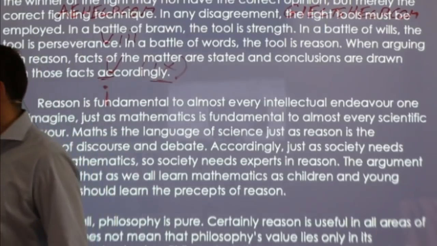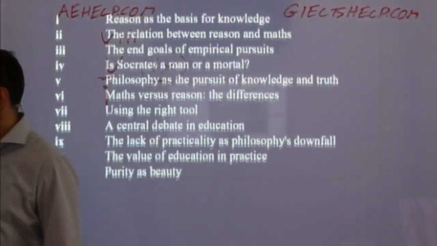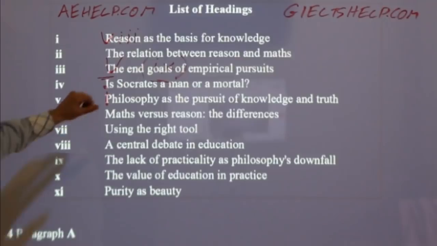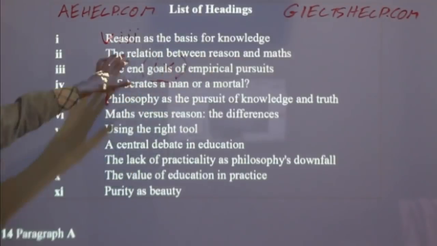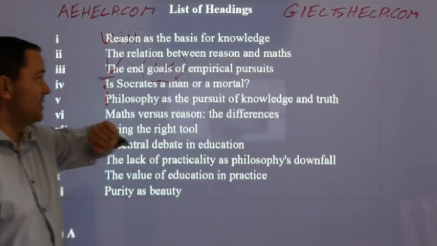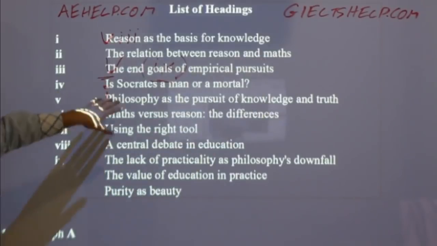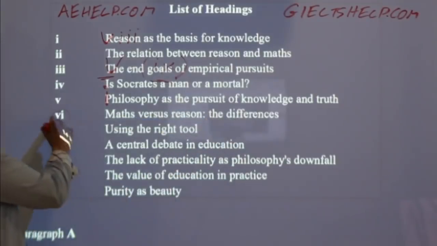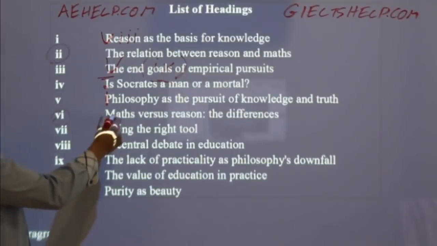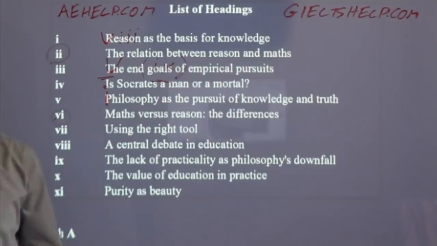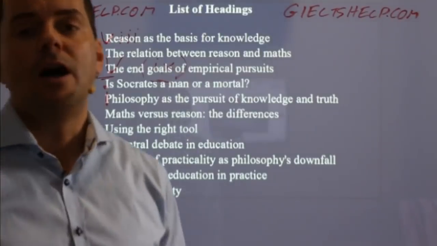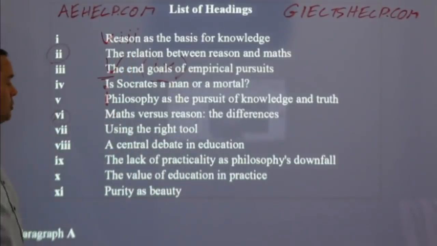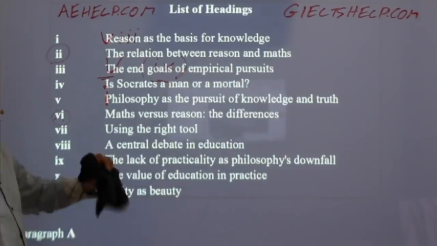Absolutely. Let's take a look if we have any options which say the connection or the relationship between math and reason. Reason as the basis for knowledge, the relation between reason and math. Hey, that looks word for word accurate. Math versus reason, the differences. So is it this one or is it this one? Is it an opposite or is it a similarity? You have to be very careful here, right? Clearly this one is a similarity. It's not an opposite. Okay, so again, don't lose marks just jumping to conclusions.